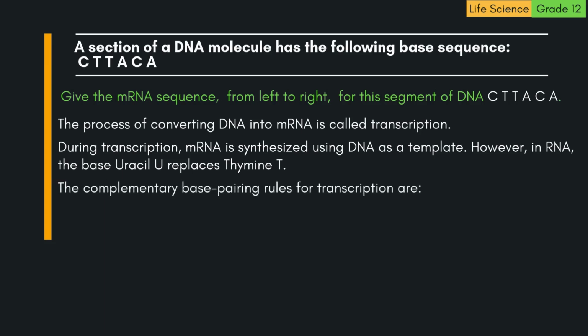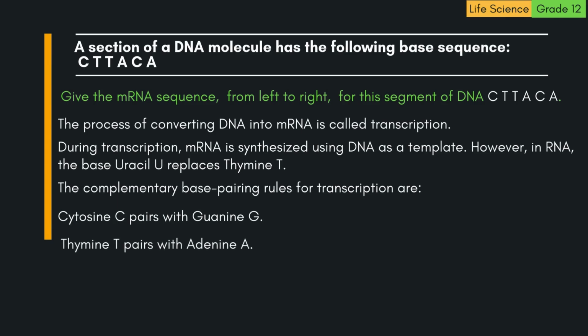The complementary base pairing rules for transcription are: 1. Cytosine C pairs with guanine G. 2. Thymine T pairs with adenine A. 3. Adenine A pairs with uracil U.